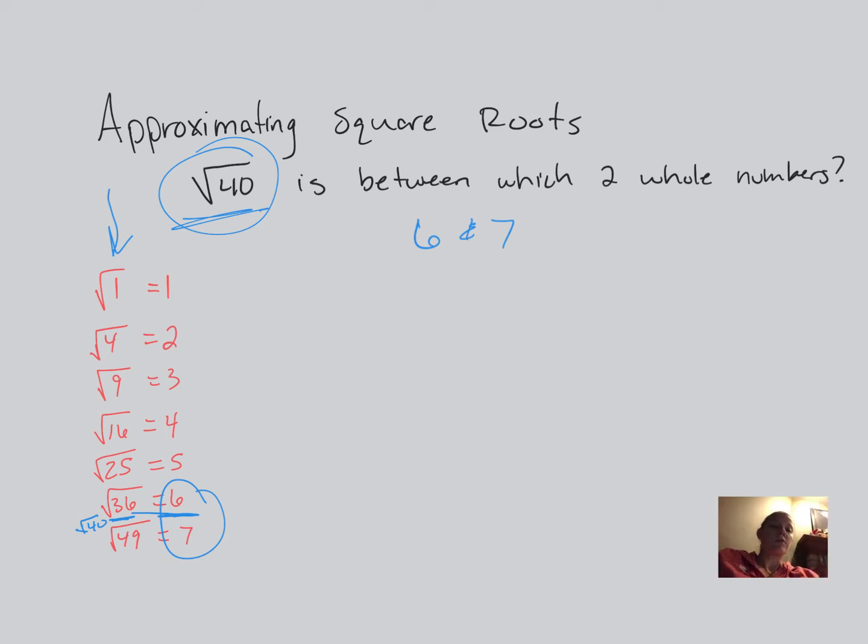We can look at another one. If I want to estimate the square root of 10, I would look on my square root side again, because this is a square root. And 10 would go right after 9. So the square root of 10 would fall in between here. So it would be between 3 and 4.